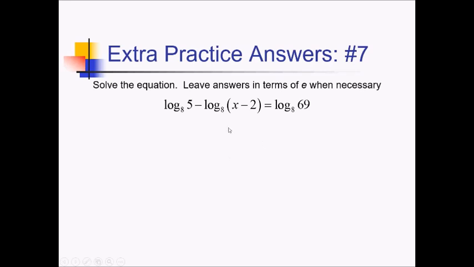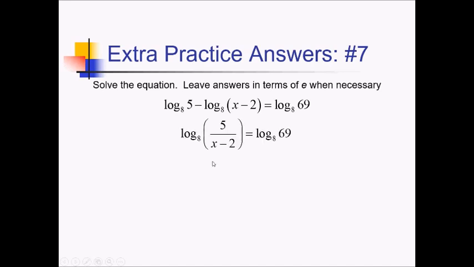On this problem, in order to get to the bottom of this one, I notice that I have multiple logs on the left side of the equation. I want at most one log on each side. So let me merge these two logs together. Since I'm subtracting them, that means I can divide the things inside. So I can rewrite the left side of my equation as log base 8 of 5 over x minus 2.